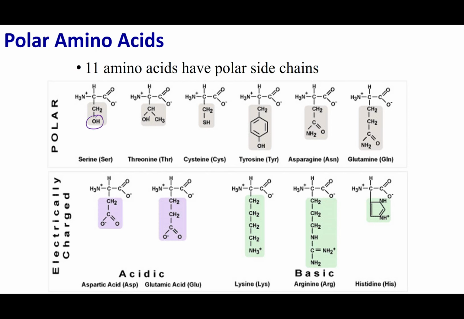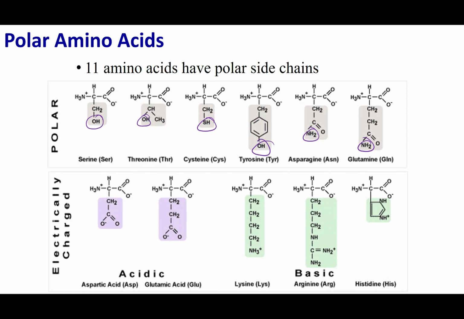They have OH groups attached to them, they have SH groups attached to them, and then they have NH2s attached to them. So the top ones are considered polar, and what you will notice is all those atoms that are O's, S's, and N's, well, they're at the end of my R chain. And so that means the polarness is exposed to the rest of its environment.